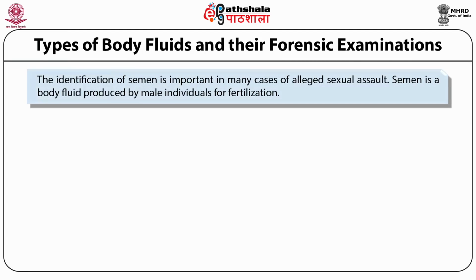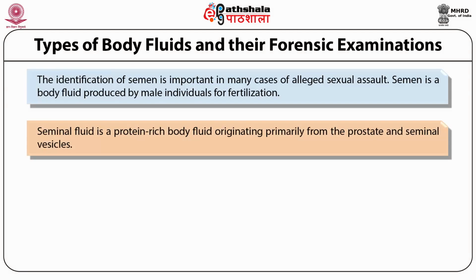Semen. The identification of semen is important in many cases of alleged sexual assault. Semen is a body fluid produced by male individuals for reproduction. For forensic purposes, the composition of semen can be simplified into two components, seminal fluid and spermatozoa. Seminal fluid is a protein-rich body fluid originating primarily from the prostate and seminal vesicles. Spermatozoa, commonly referred to as sperm, are the male gametes or sex cells produced in the testes. Not all men produce spermatozoa.